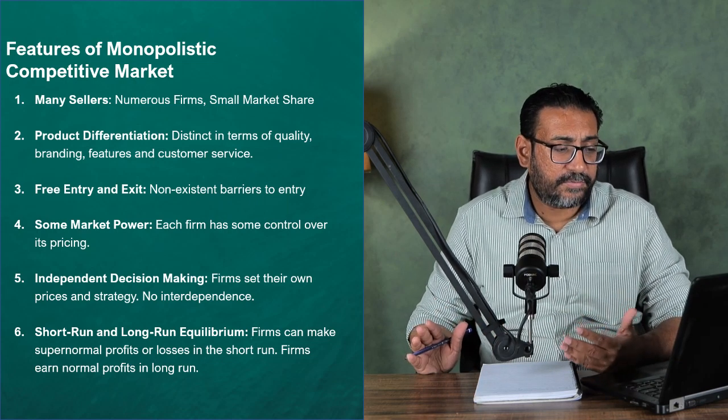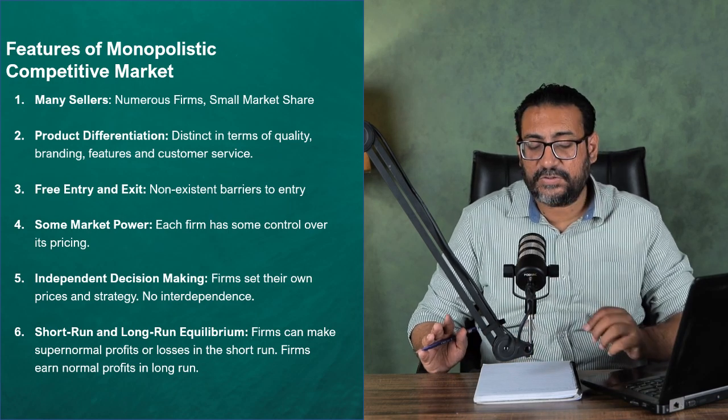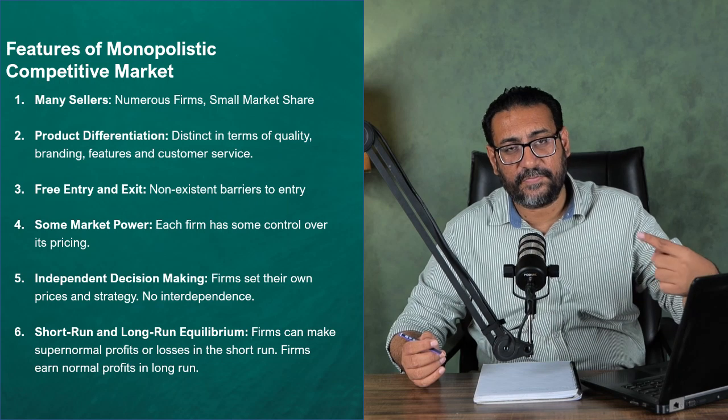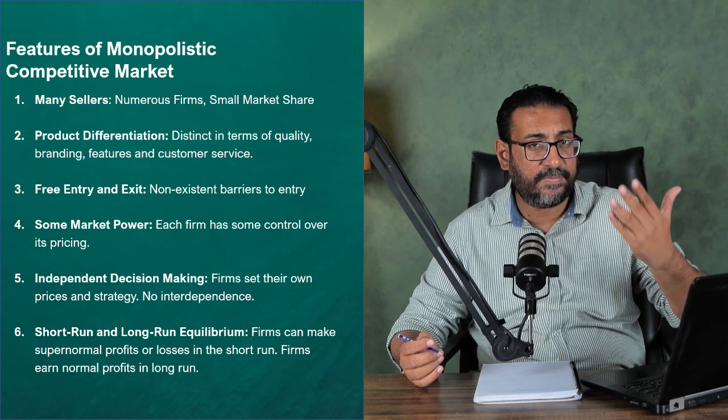Short run and long run equilibrium. In the short run, firms can make economic profit or losses. In the long run, entry and exit drive profits towards normal level. And this I've also talked about in one of the videos where I have explained market structures along with the profits they're able to achieve.